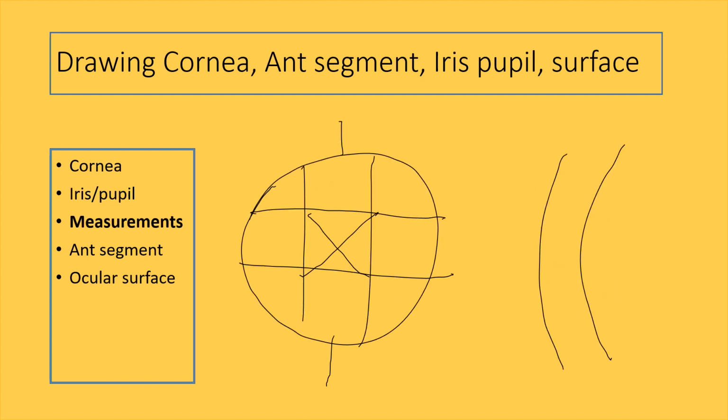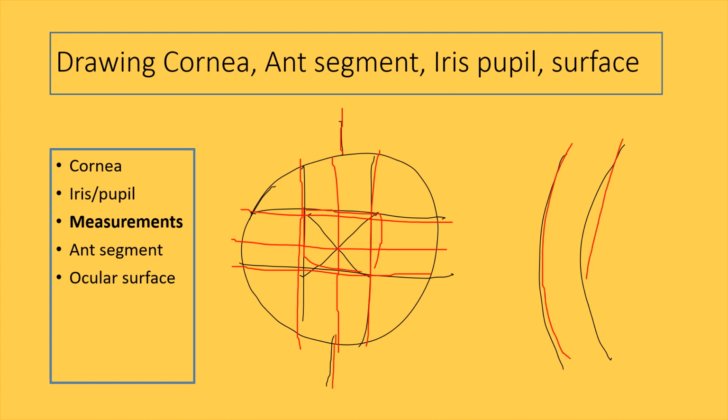For the purpose of measurement, we assume that the cornea is 12 mm like this and 12 mm like this. So with 2 lines like this and 2 lines horizontal, we divide cornea into 9 segments, and each segment is roughly 4 mm. Then the place where the lesion is, you draw the 2 lines, and then this is the section of the cornea. So you can draw a section of the cornea like this.